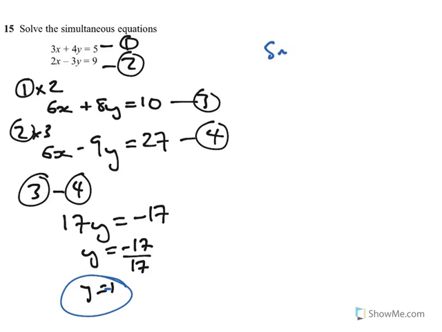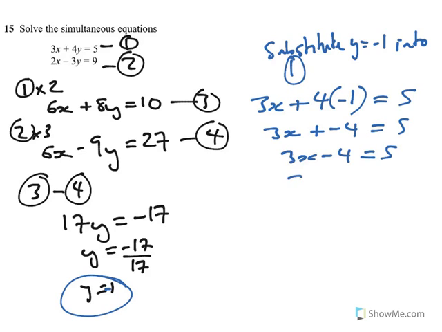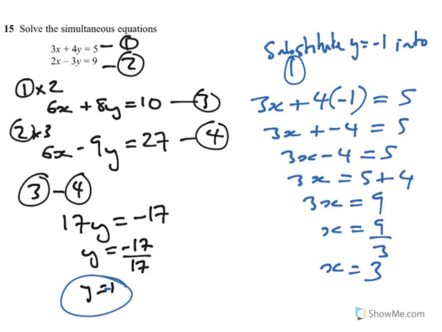So substitute y equals minus 1 into equation 1. So we've got 3x plus 4 times minus 1 equals 5. So 3x plus minus 4 equals 5. So that's 3x minus 4 equals 5. So 3x equals 5 plus 4. 3x equals 9. x equals 9 over 3. x equals 3. So our final answer is x equals 3, y equals minus 1. Those are the coordinates where those two lines cross.